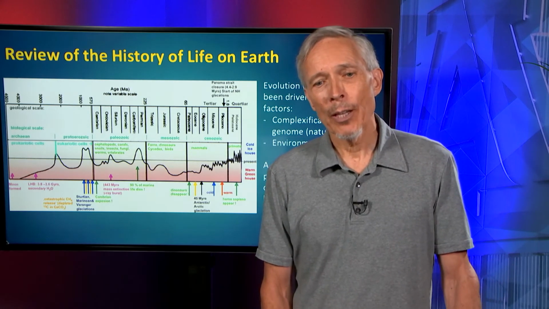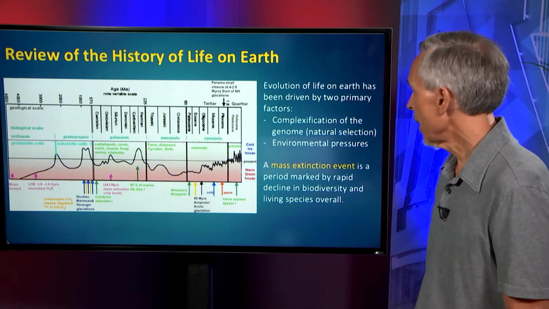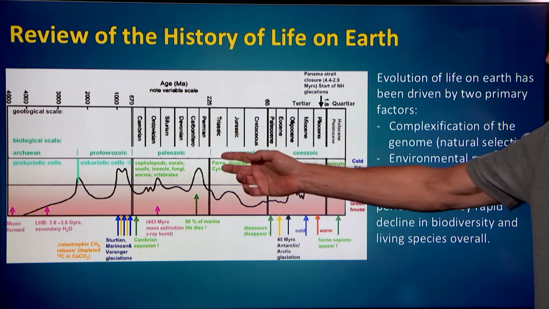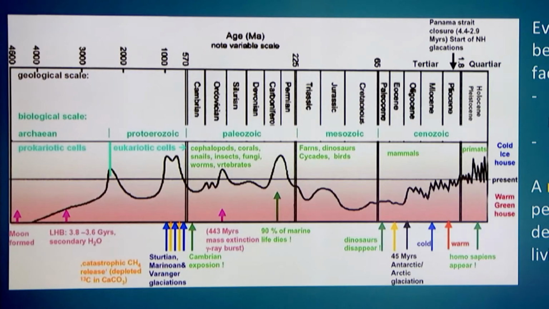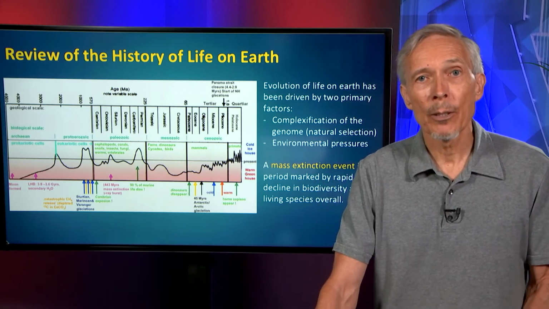Here's a big picture view of the history of life on Earth, as well as we understand it, where we're representing the geological timescale going back 4 billion years, or actually to the Earth's formation. The main geological eras are represented by the vertical lines, and we can see the increase in the Earth's temperature and oxygen content. There are features in this evolution that are notable, and they are the mass extinction events. A mass extinction event is a period marked by a rapid decline in biodiversity and in the number of overall living species.